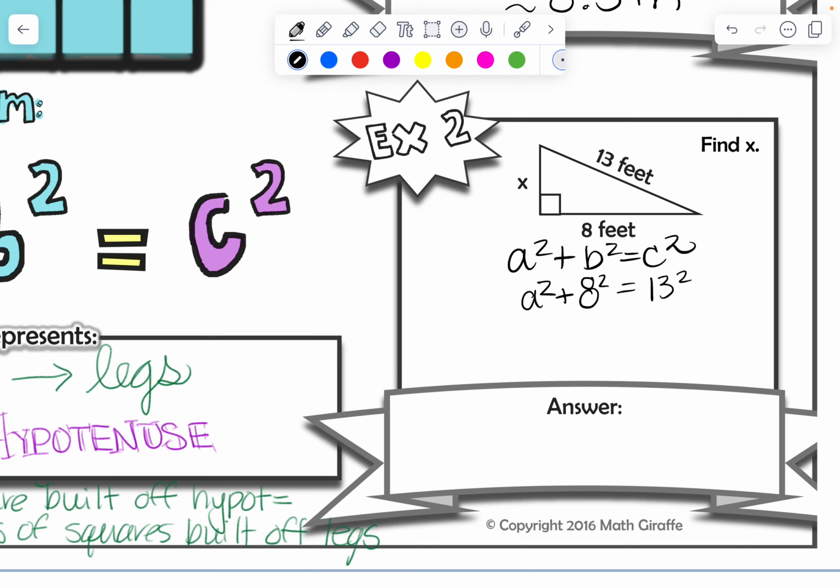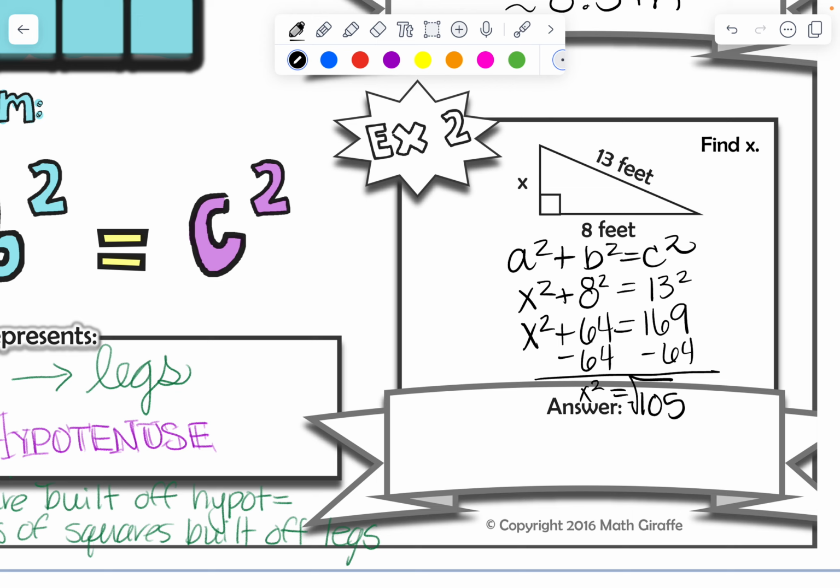So I'm going to end up subtracting 64 from both sides, and I will get 105. So x squared equals 105. So now I need to take the square root of 105, which will be a long decimal, and so we're just going to round to the nearest tenth and say it's about 10.2 feet. So we're using that equation and plugging in what we know to figure it out.